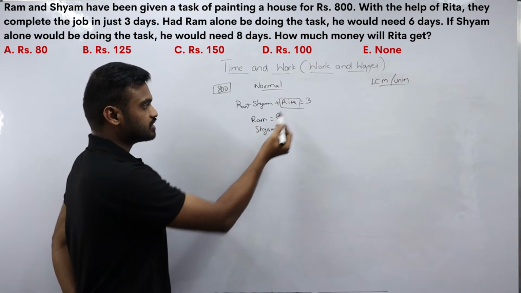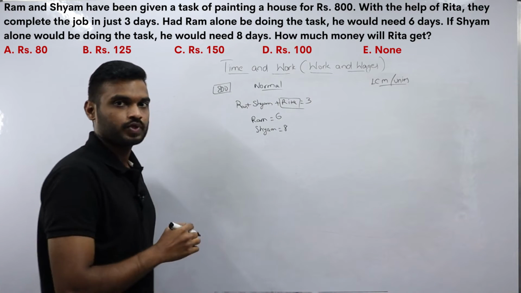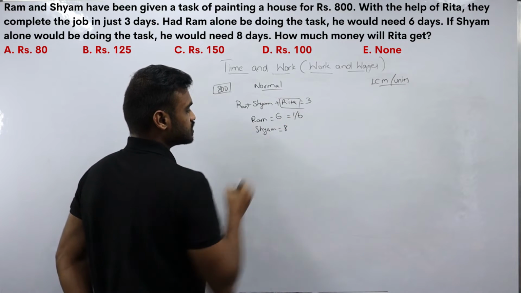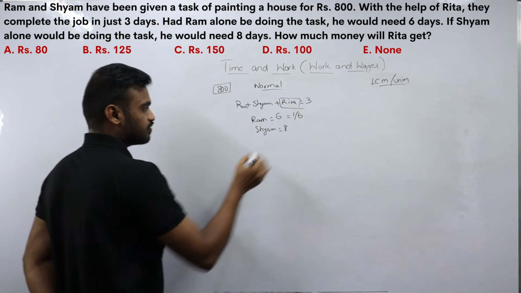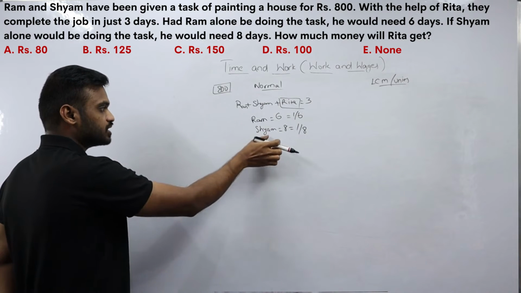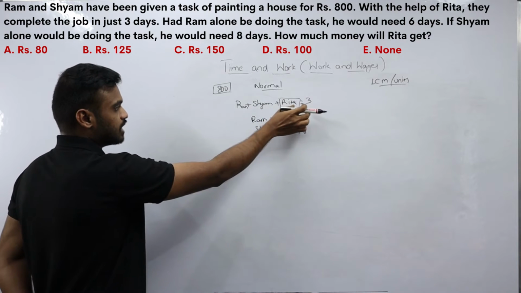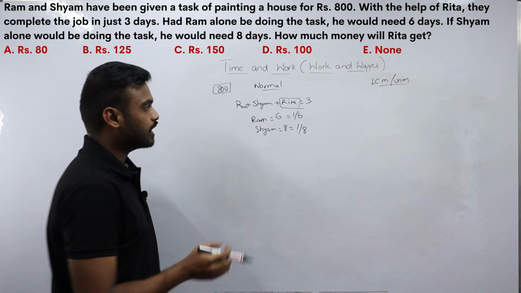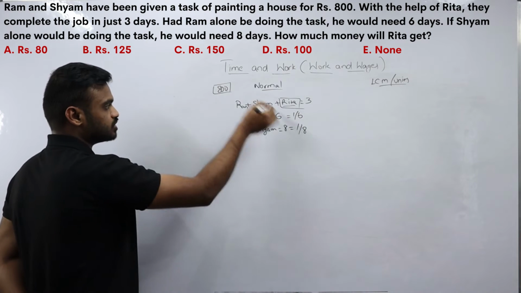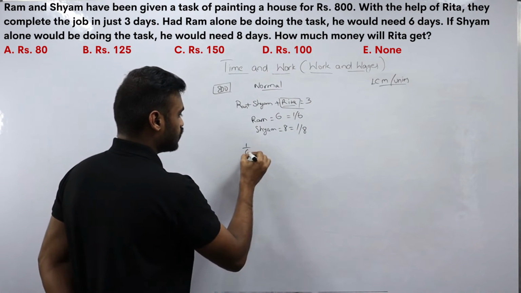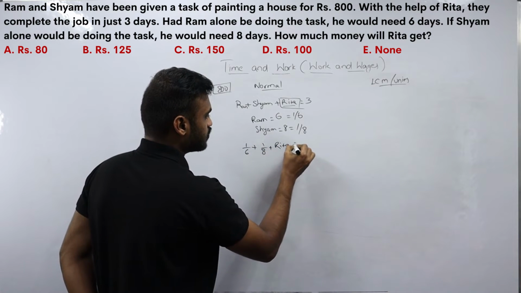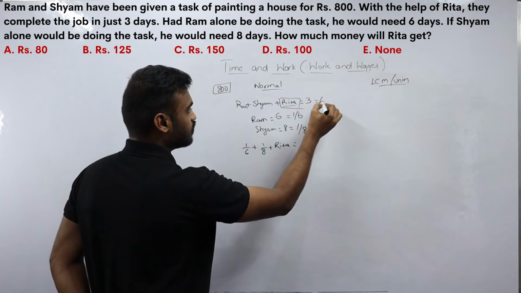Now we don't know what is the efficiency or 1 day's work of Rita. Ram's efficiency or 1 day's work is 1 by 6. Shyam's efficiency or 1 day's work will be 1 by 8. If I substitute Ram's and Shyam's values in the Ram, Shyam and Rita value, I will come to know the efficiency of Rita. So I am substituting these values. I will get 1 by 6 plus 1 by 8 plus Rita equal to 1 by 3.